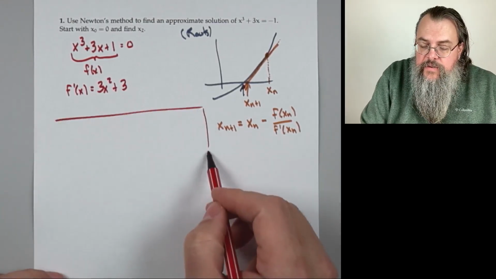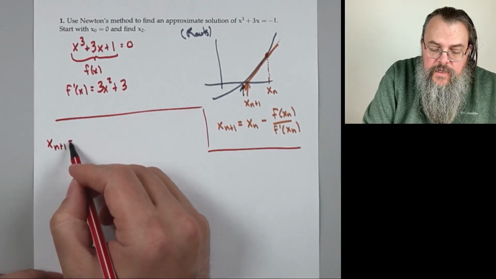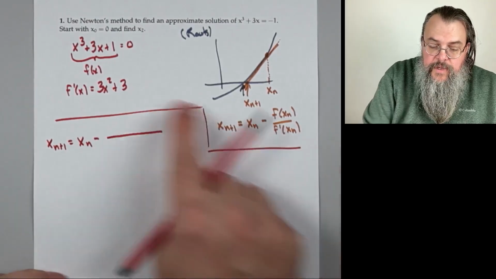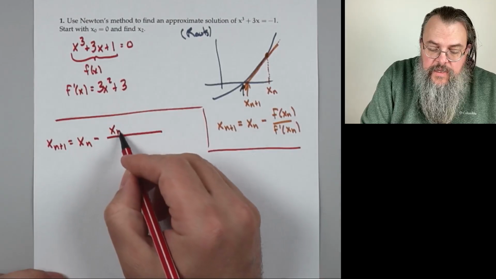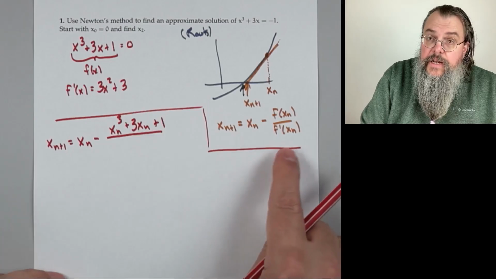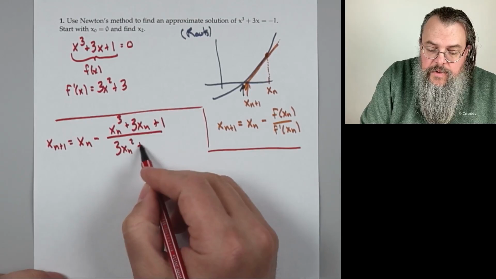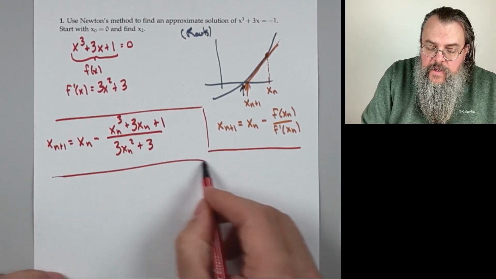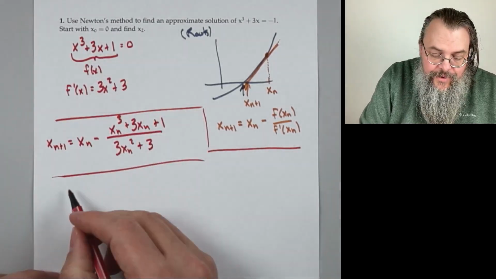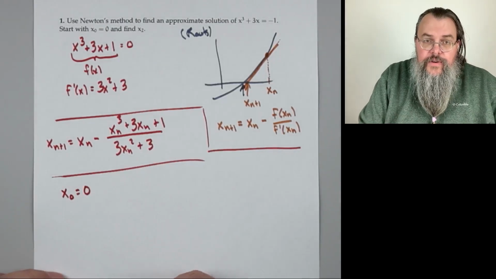And we now say the following. We have that x sub n plus 1 will be x sub n minus, on the top, we plug into the function, x sub n cubed plus 3x sub n plus 1. And downstairs, plug in the derivative, 3x sub n squared plus 3. Okay, so we begin. Initial guess, they told us, start with 0. All right, x0 is 0.